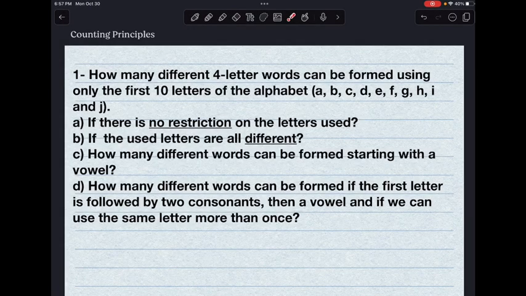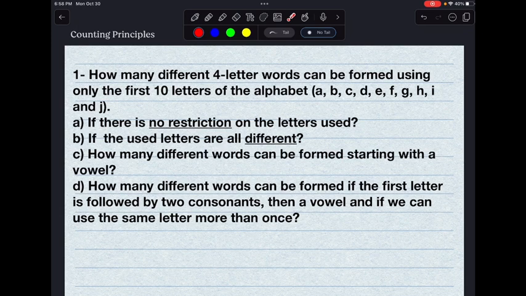How many different 4-letter words can be formed using only the first 10 letters of the alphabet? Okay, so that's one type of question we usually have in counting principles, making words. It's 4-letter here, maybe it can be a different number of letters.